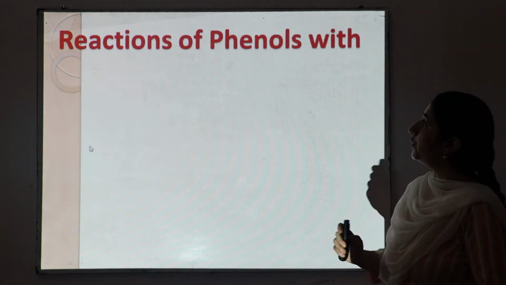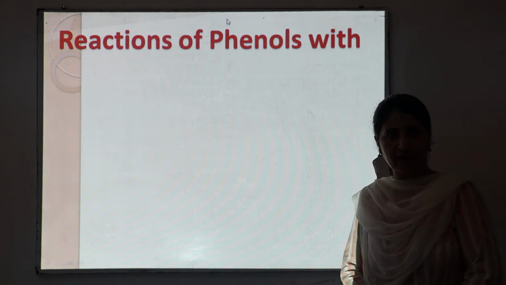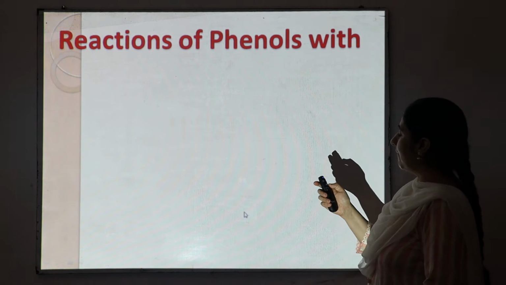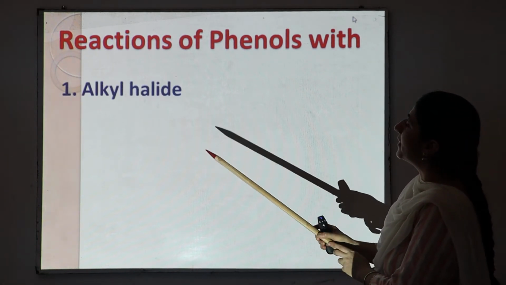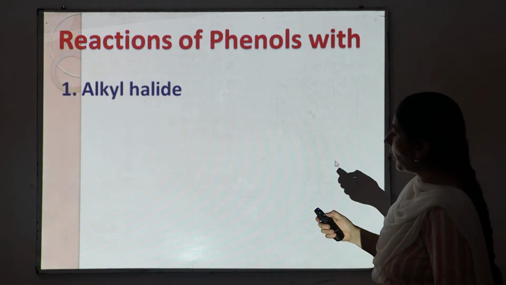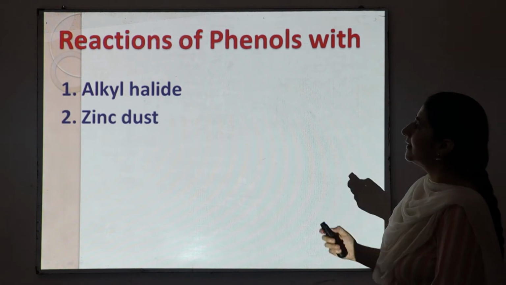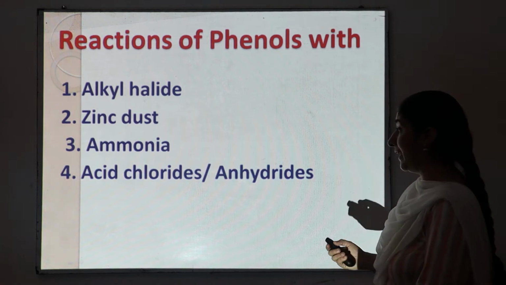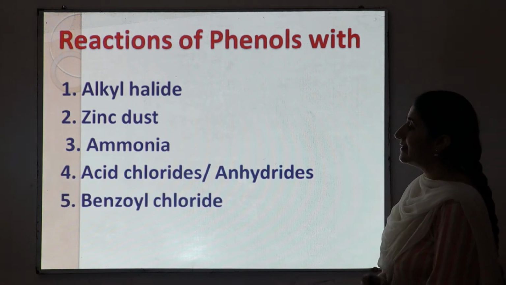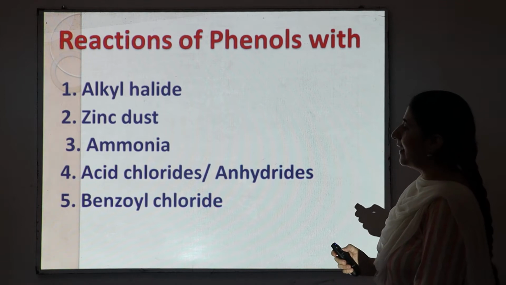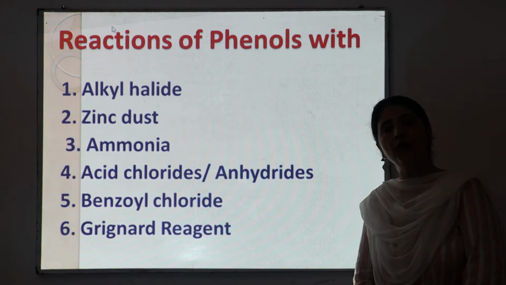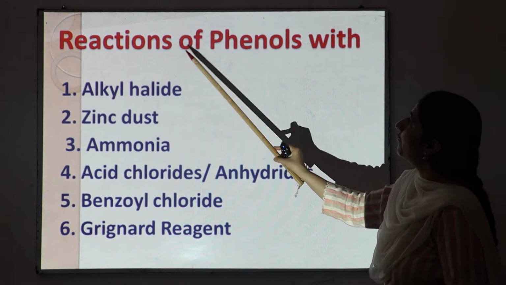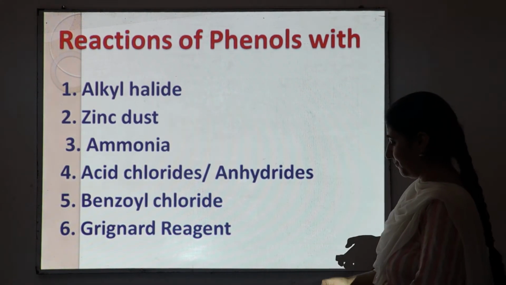So phenol shows different types of chemical reaction due to OH group. Phenol reacts with, number one, alkyl halide, second one is zinc dust, third one is ammonia, fourth is acid chloride or anhydride, fifth one is benzoyl chloride, and the last one is the reaction of phenol with Grignard reagent. So first I will start the reaction of phenol with alkyl halide.